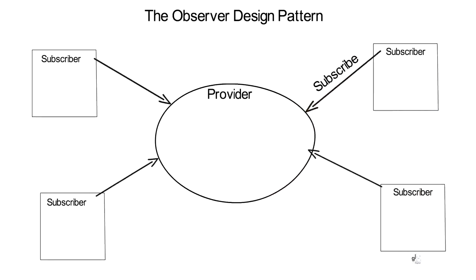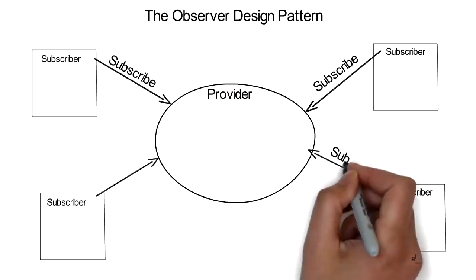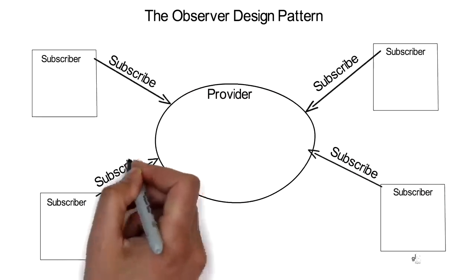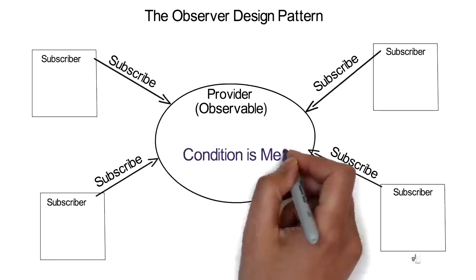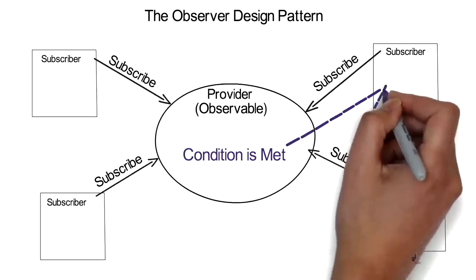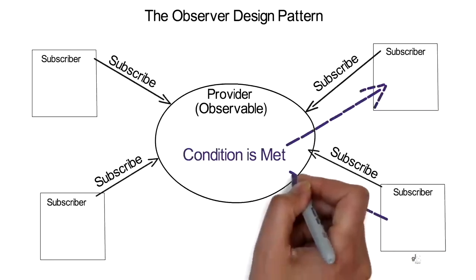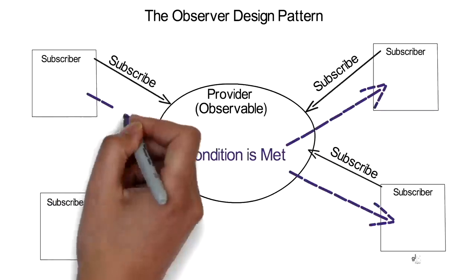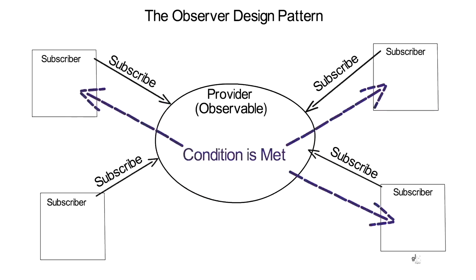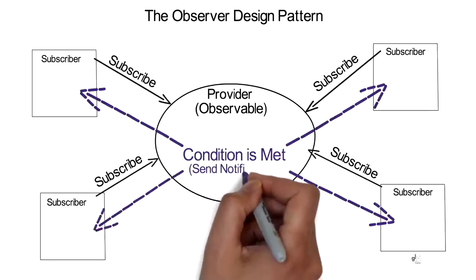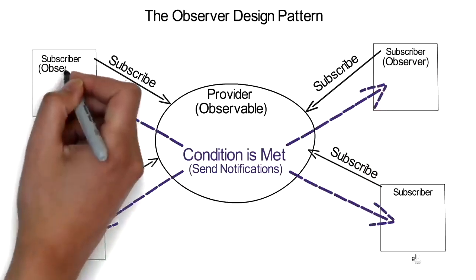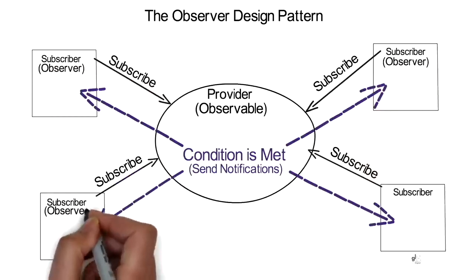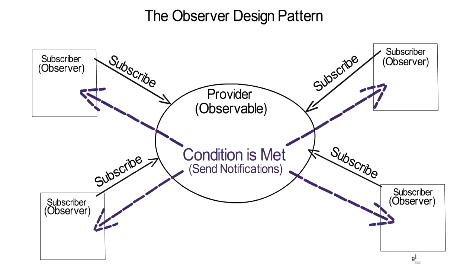Observers register with the provider, in other words, subscribe to the provider, and whenever a predefined condition, event, or state change occurs, one of the observer's methods is called by the provider. In this method call, the provider can also provide current state information to observers. So note that the observable can also be referred to as the provider, and observers can also be referred to as subscribers. So I'll be using these terms interchangeably throughout this tutorial.